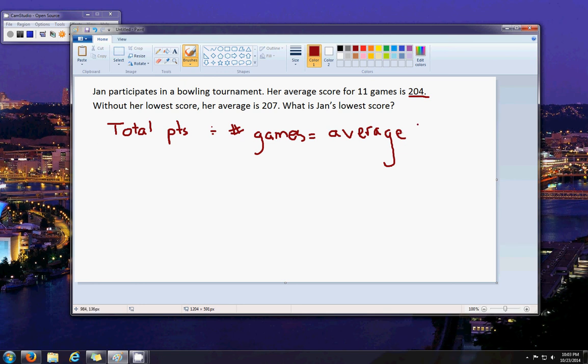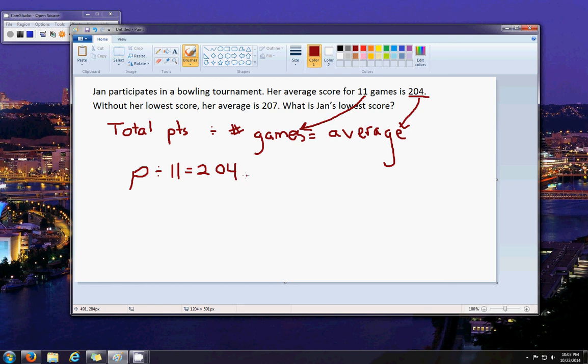So I'm going to take this. I know this. So let's see. We know the average is 204. We know the number of games is 11. So what we don't know are the total points. So the beautiful thing about algebra is I can now let a variable stand for the total number of points. So I'm going to use p as my variable. So p for points divided by 11 equals 204.